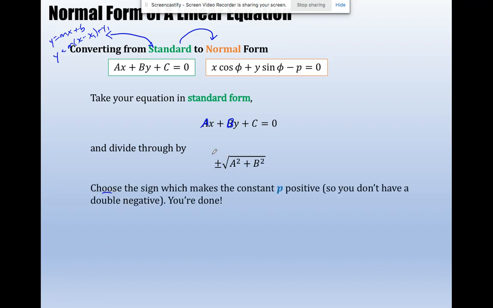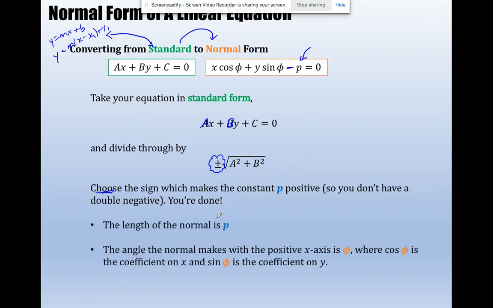You want to choose, the reason I have plus or minus here, you're not going to divide through really by plus or minus. You're going to choose the sign that makes the constant p positive, right? You want p to be positive because there's already a negative in the equation. The length of the normal is p. So there's my p. Now I want the angle.